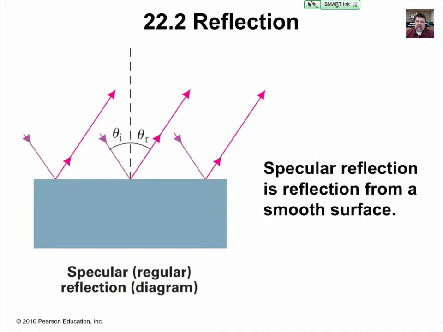So specular reflection is a reflection across a smooth surface. When a light source hits something, it's usually more than just one ray. So just think of several rays hitting a smooth surface. The angle of incidence will always equal the angle of reflection, and so this will happen a lot.